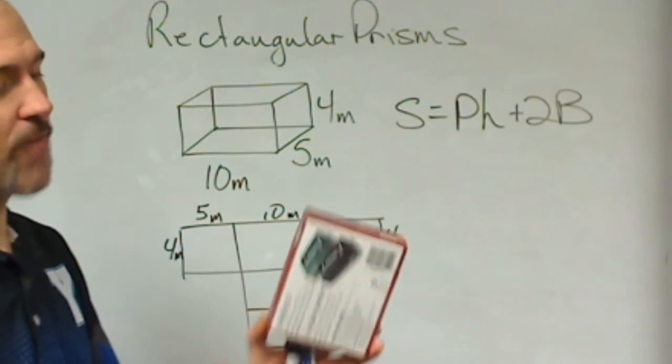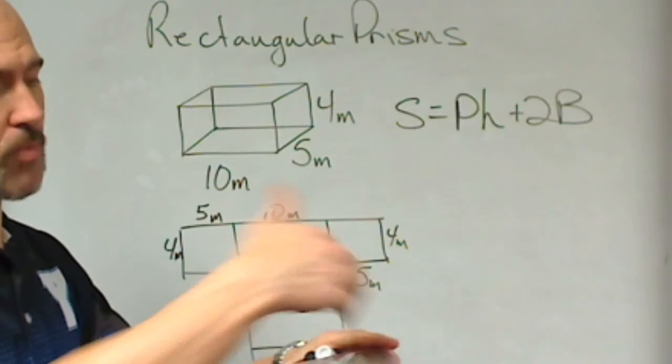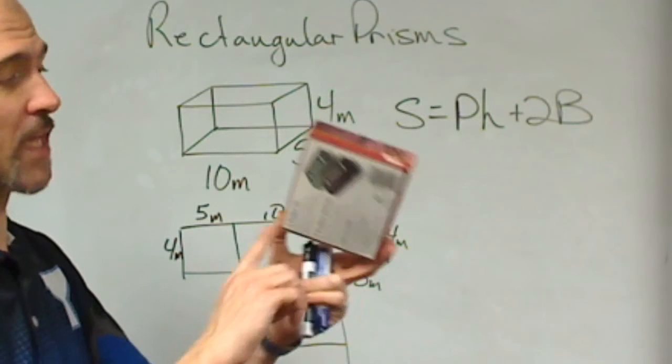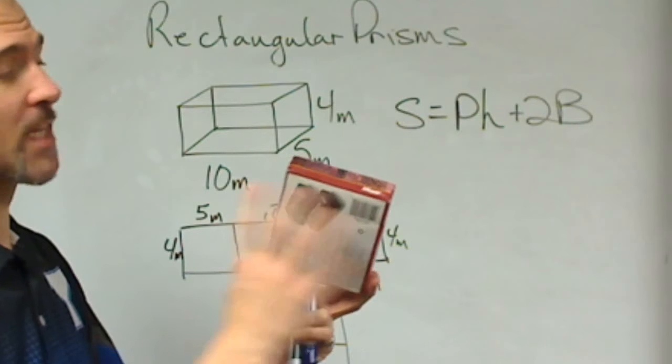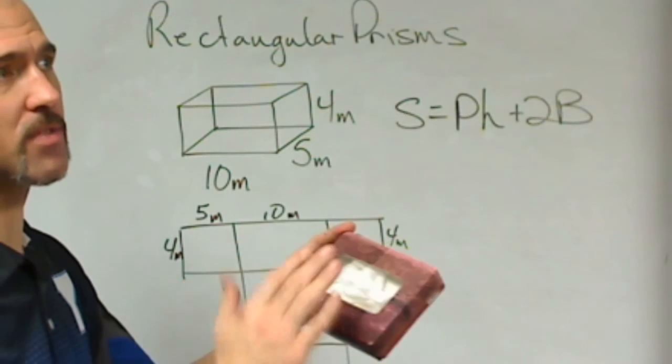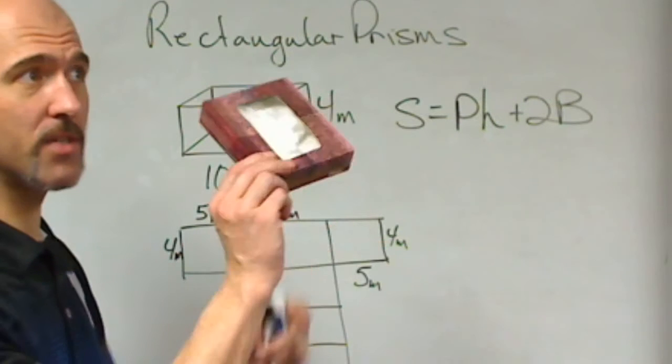Volume was find the area of the base and multiply by the height, so we know how much area is on the inside of the three-dimensional figure. Again, take the area of the base, multiply by the height, and that will let you know how much area is on the inside of this rectangular prism. Surface area is covering the outside.